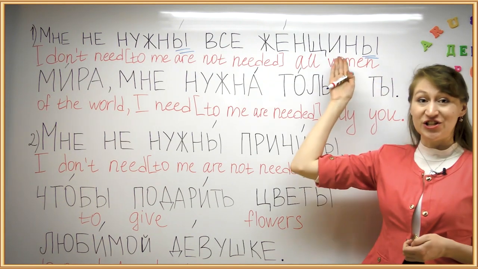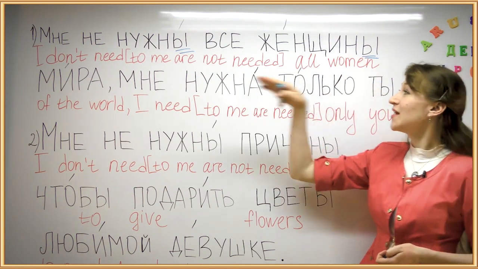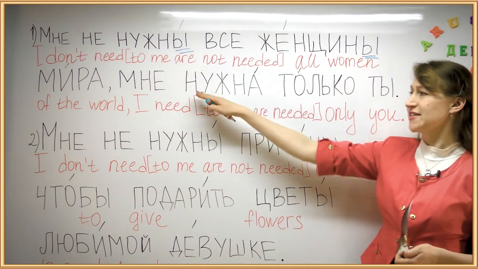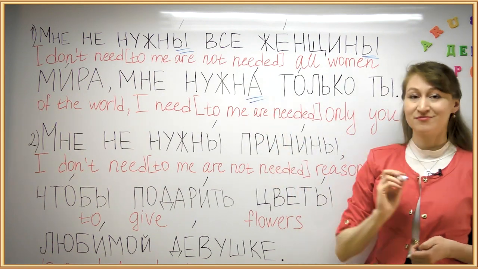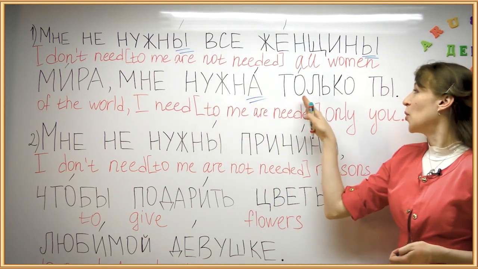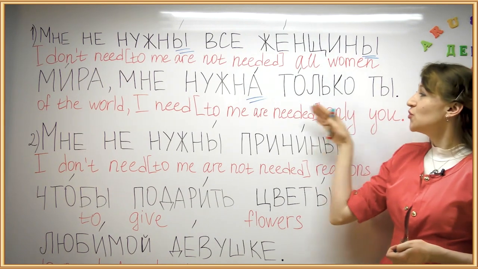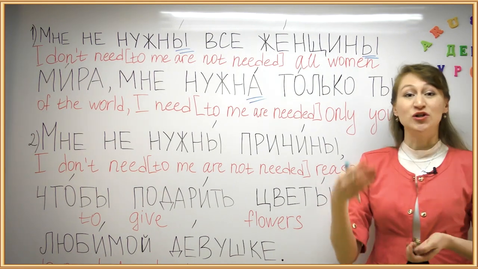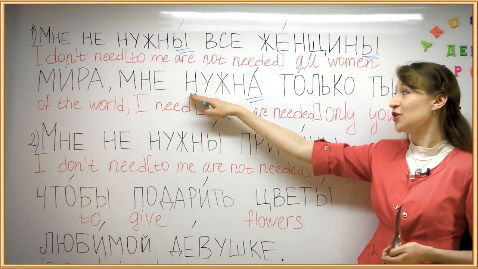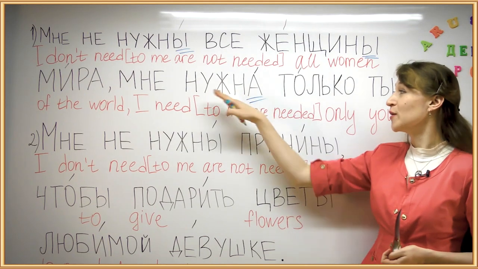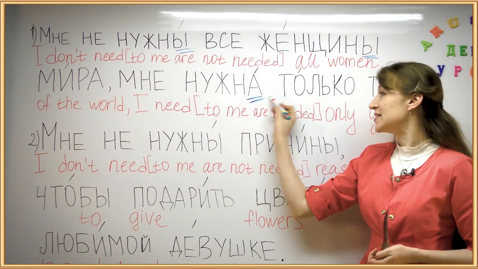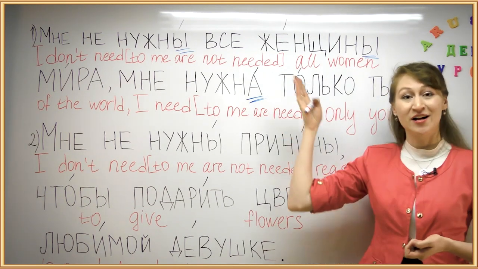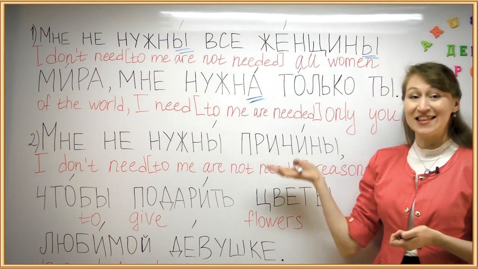And since женщины is in the plural form, нужны also has the plural ending, whereas here нужна, мне нужна только ты. Only you are needed to me. I need only you. Since you are talking to only one woman, here you will just have the singular form нужна. And you can see the feminine ending а that you have already seen in our hard variant feminine nouns.